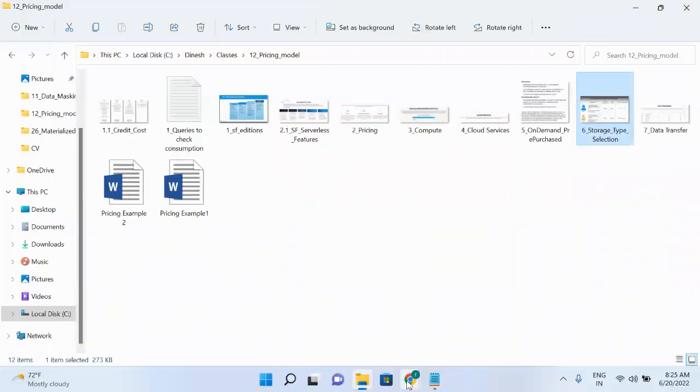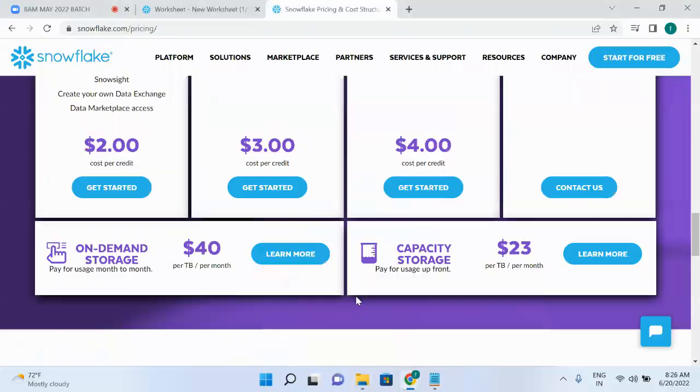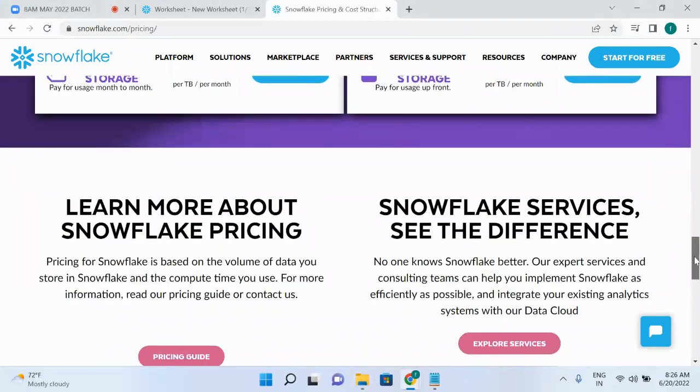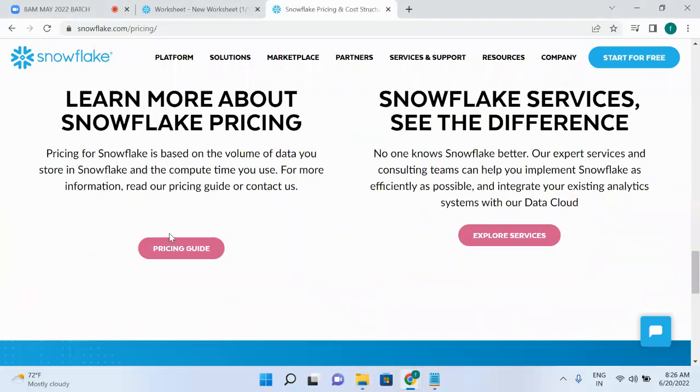Other than this, what are the other things we have? It is not only this. We have storage and capacity. Other than this, we have some serverless features also. Let's go there.